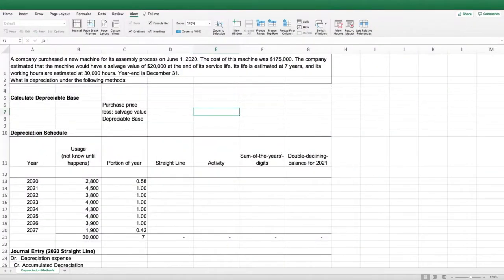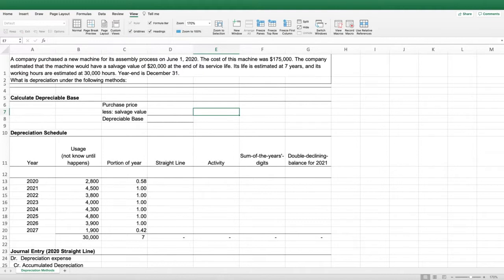A company purchased a new machine for its assembly process on June 1st, 2020. The cost of this machine was $175,000. The company estimated the machine would have a salvage value of $20,000 at the end of its service life. Its life is estimated at 7 years, and its working hours are estimated at 30,000 hours. The year end for this company is December 31st.